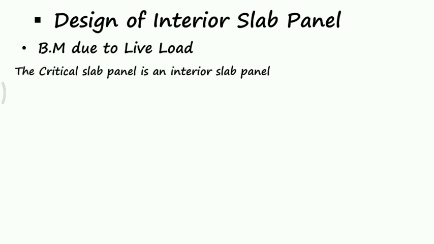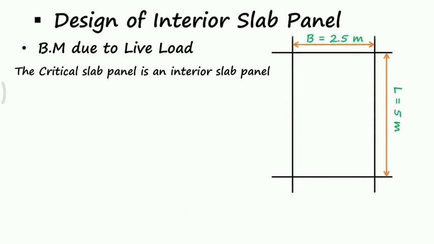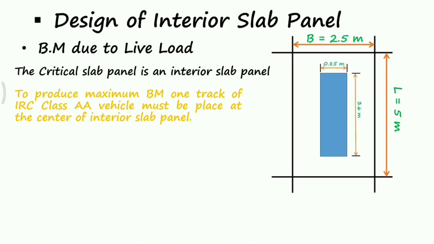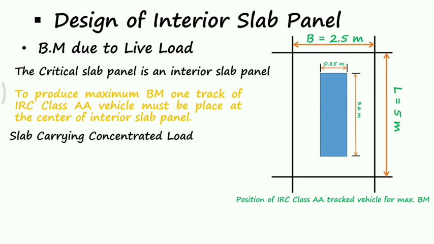The critical slab panel is an interior slab panel. To produce maximum bending moment, one track of IRC Class AA vehicle must be placed at the center of the interior slab panel. So we'll get the maximum moment. The width of the one track is 0.85 meter and the contact length is 3.6 meter. So this is the position of IRC Class AA tracked vehicle for maximum moment. This track is acting like a concentrated load.